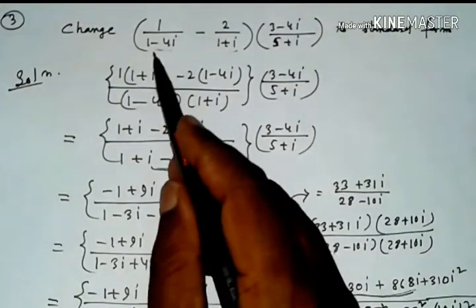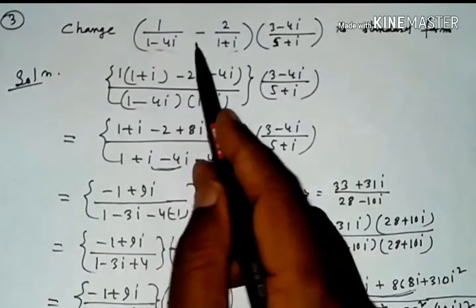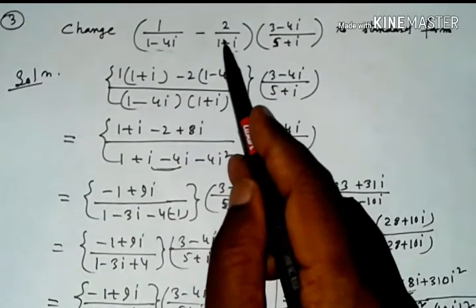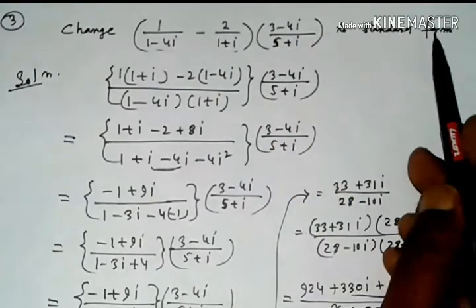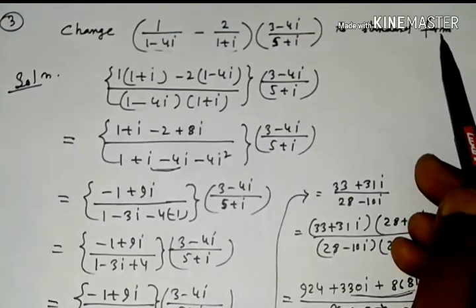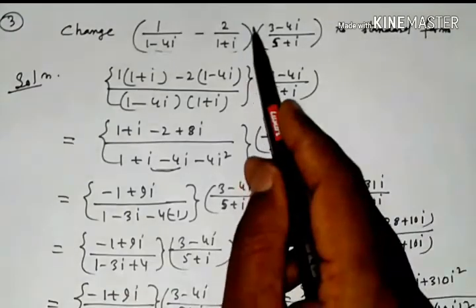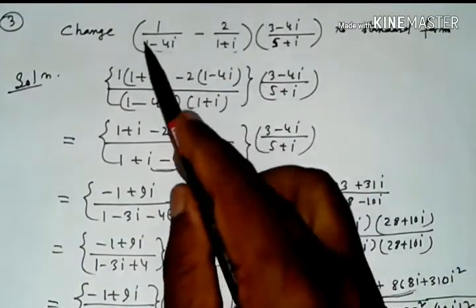Next: reduce (1 by (1 minus 4i) minus 2 by (1 plus i)) times ((3 minus 4i) by (5 plus i)) to standard form, that is, A plus iB form. Now we have to simplify this first.